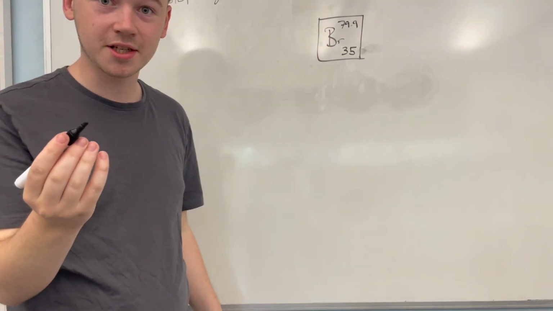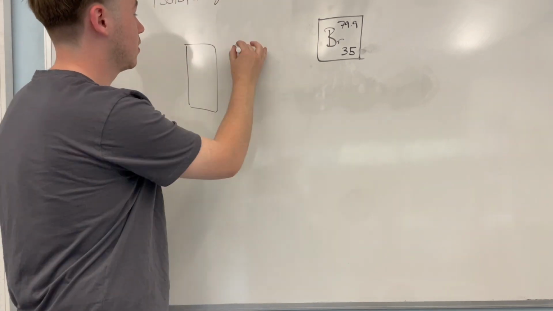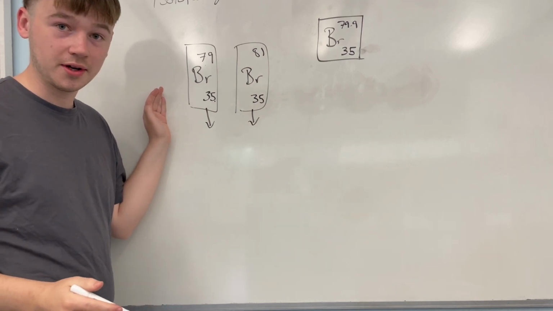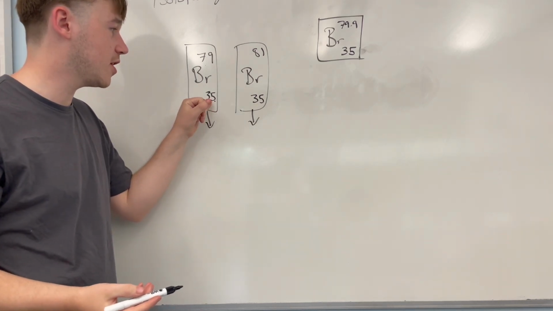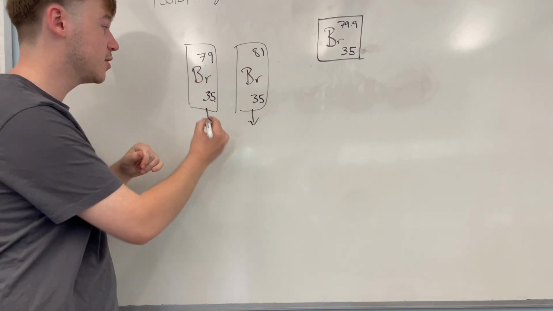Now you've got two main isotopes, you've got bromine 79 and bromine 81. Now what does that mean? They both have 35 protons, but they have a different number of neutrons, okay? We can work that out.